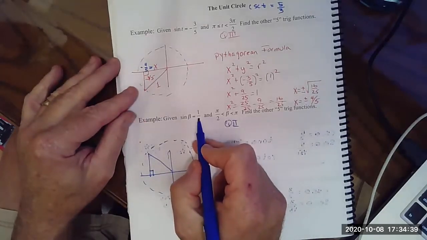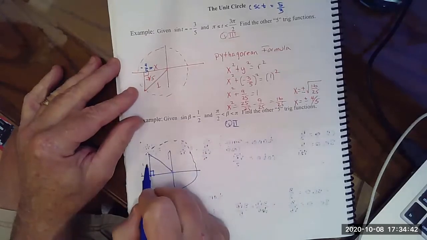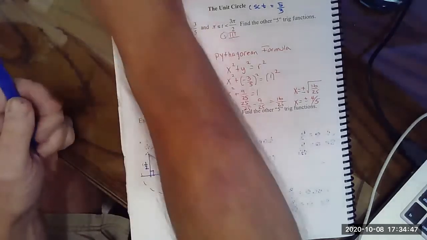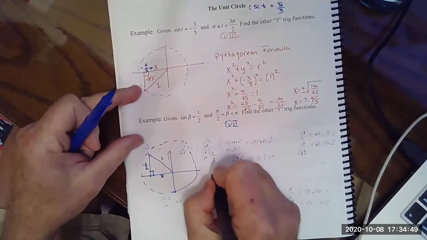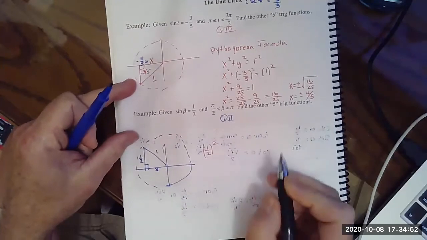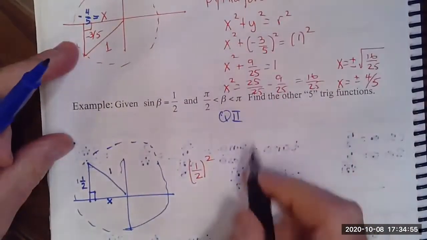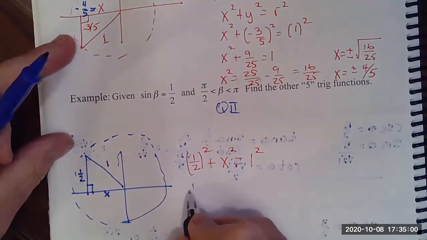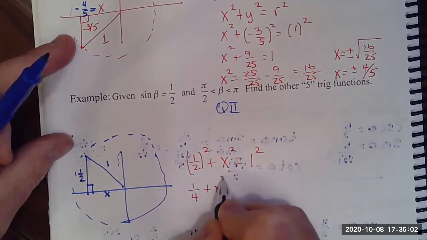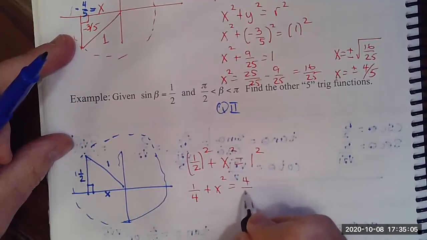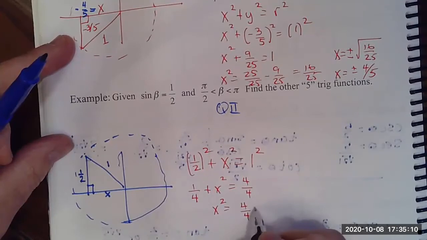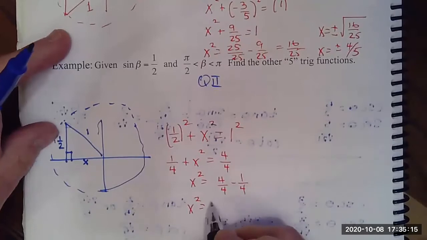Sine is the y value. Okay, so y is a half. So that means this is a half. You're looking for x, and that's a 1. So here we go. We go 1/2 squared plus x squared is equal to 1 squared. 1/4 plus x squared is equal to, what, 4/4? So x squared is equal to 4/4 minus 1/4. X squared is equal to 3/4.